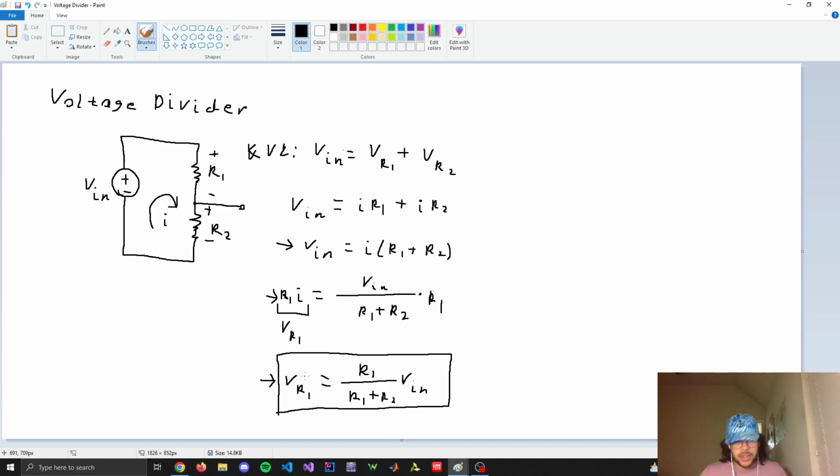And so this is basically the general equation for a voltage divider. It just states that the voltage drop across a particular resistor in this voltage divider is equal to that resistor value divided by the sum of n resistors, depending on how many resistors you have, it could be 10, times Vn. So yeah, that's the general equation for a voltage divider.